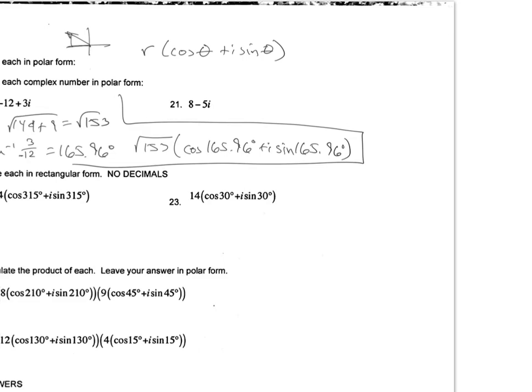Same process. There is only one question like this on the quiz. Of course, I just put some extra ones on here for practice. First thing, of course, we need is the r. And so that's the square root of 64 plus 25. Still can't have any decimals, so that's going to stay radical 89. It doesn't break down.